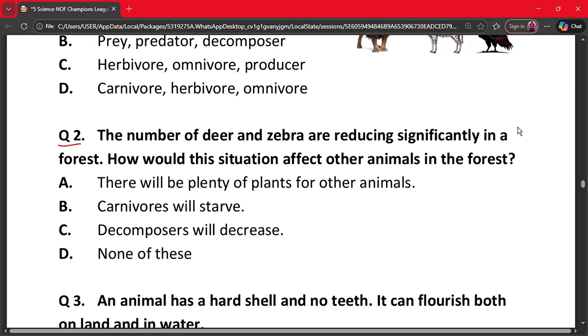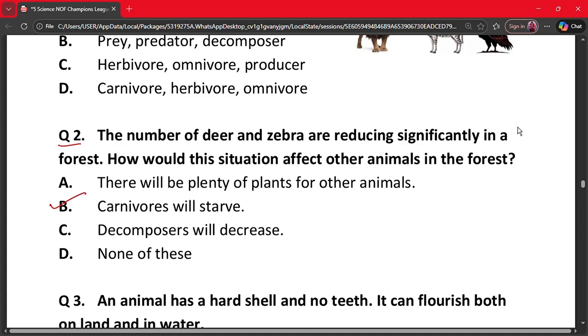The number of deer and zebra are reducing significantly in a forest. How would this situation affect other animals in the forest? A. There will be plenty of plants for other animals. B. Carnivores will starve. C. Decomposers will decrease. And D. None of these. The correct answer is option B.